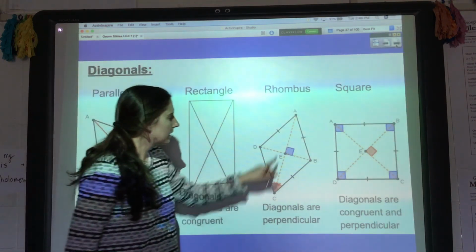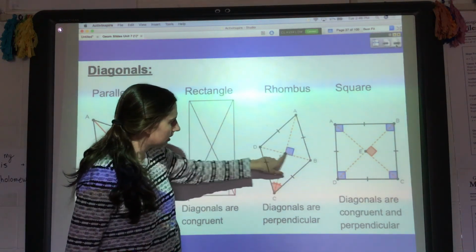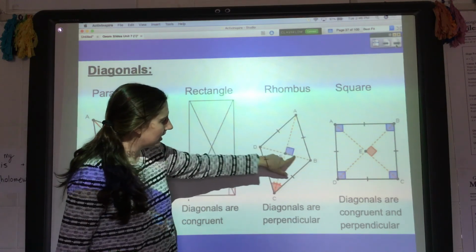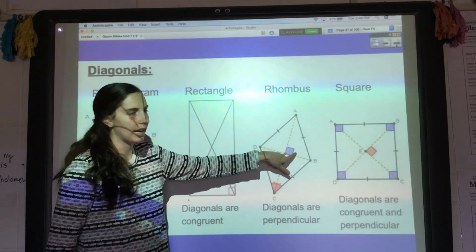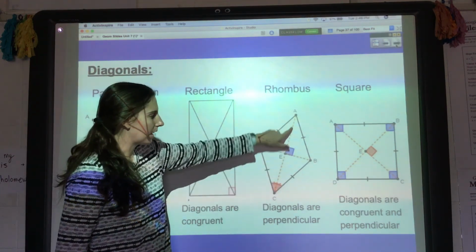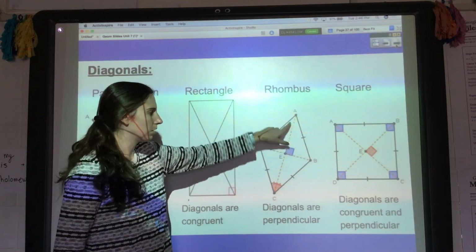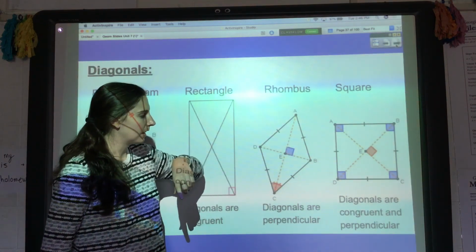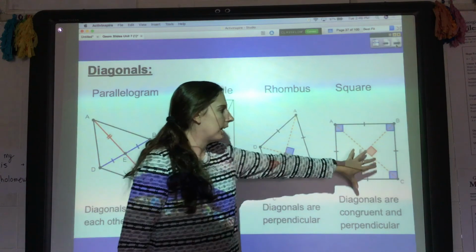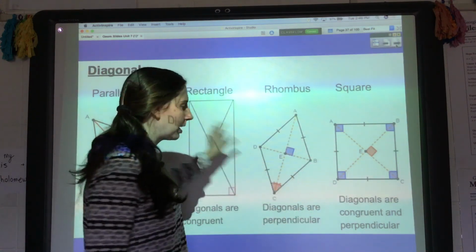With a rhombus, it kind of makes this kite shape. And these look like kind of the bars of the kite. With a rhombus, the diagonals are perpendicular. They make a right angle. This is one, again, where you'll need to find the slopes and show they're opposite reciprocals, because that's how you form a right angle. And then once again, a square is all of the above. It has to be all of those things.